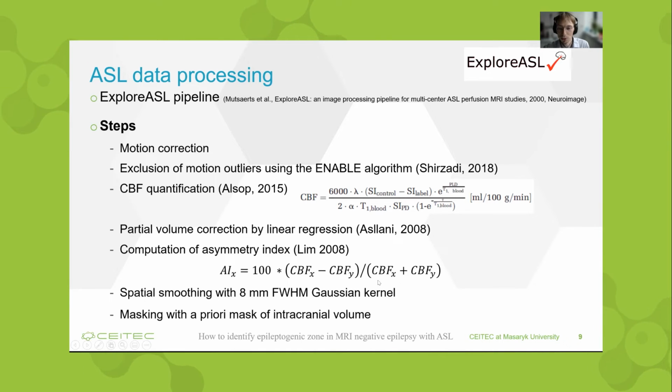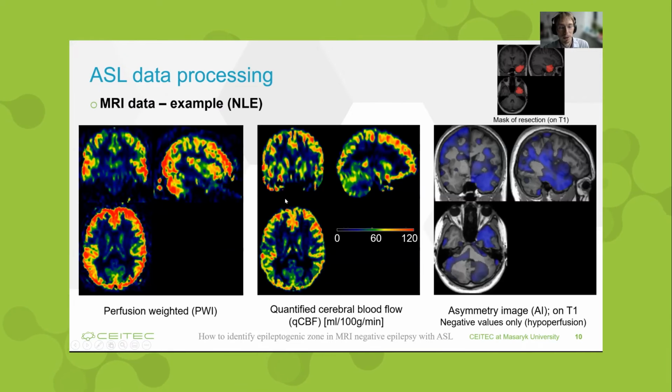So this was a lot of numbers and letters. If we have a look at the images, if we subtract the control and label image, we get the perfusion weighted image, which looks like this. After applying the quantification formula, we get cerebral blood flow images, which look like this.